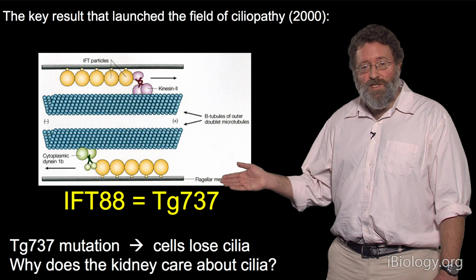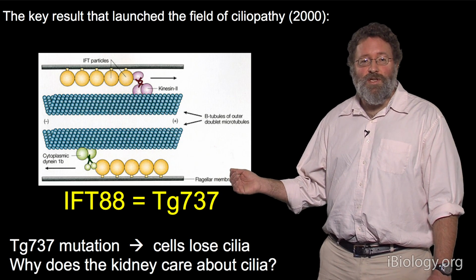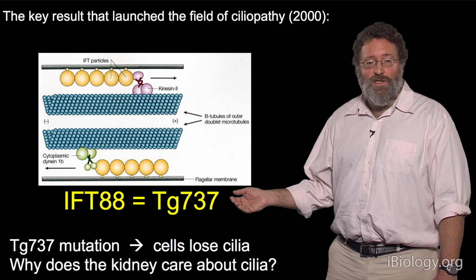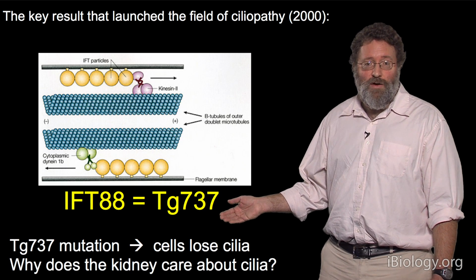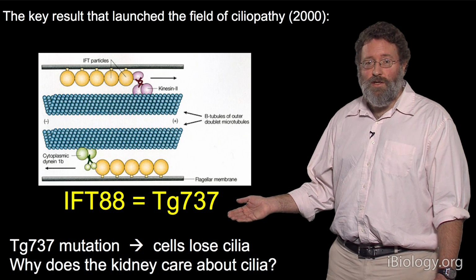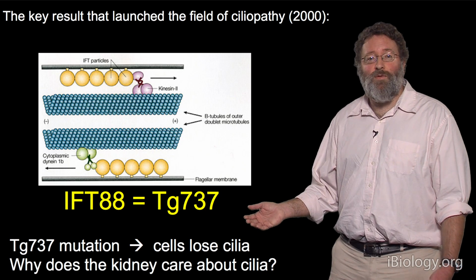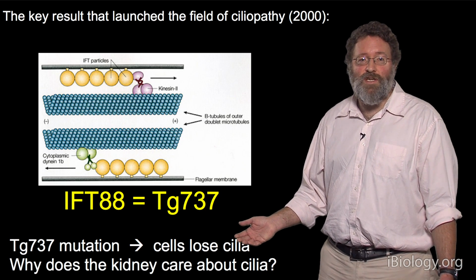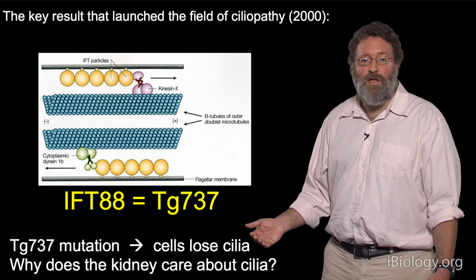Somehow, when the IFT is missing, the cell can no longer build cilia, so the cells lose cilia, and then somehow that leads to polycystic kidney disease. The big question is, why does the kidney care whether the cells have cilia or not? What do cilia have to do with the kidney?